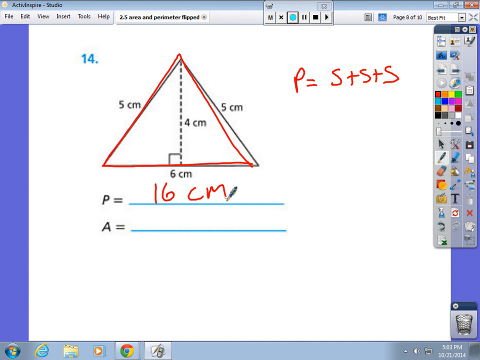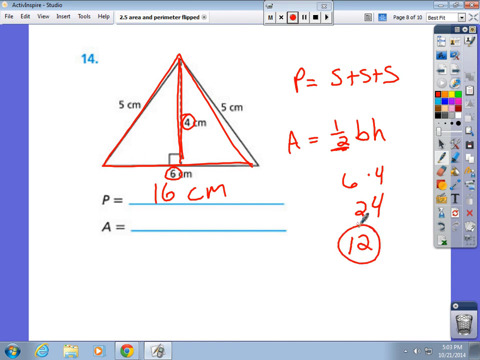Area of a triangle equals 1/2 base times height. Our base is 6. Our perpendicular height here is 4. 6 times 4 gives me a value of 24, but I need to take away half of that. So 24 divided by 2 is 12, or 1/2 times 24 is 12 centimeters squared. Very good.